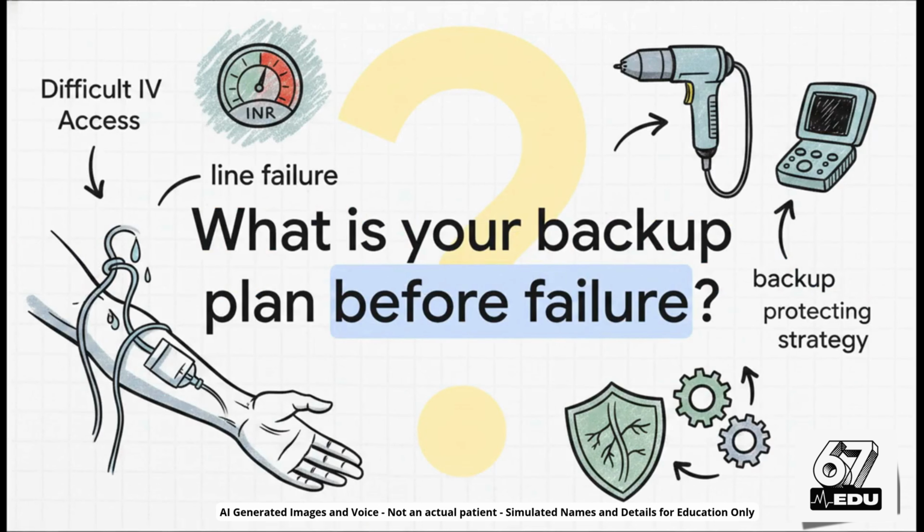So, I want to leave you with a challenge for your next shift. When you get a patient with documented difficult access and a wildly supratherapeutic INR, what is your backup plan before that line fails? Because in nursing, hope is not a strategy. You have to anticipate the crash, protect your lines, and always stay one step ahead. So, what's your plan going to be?